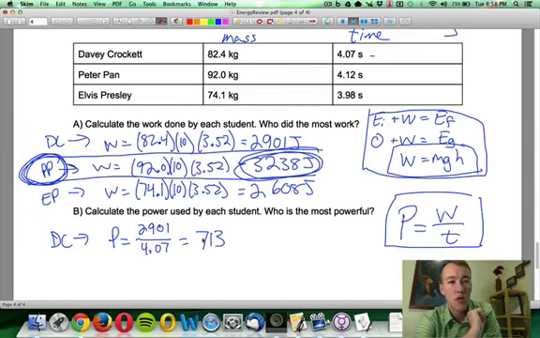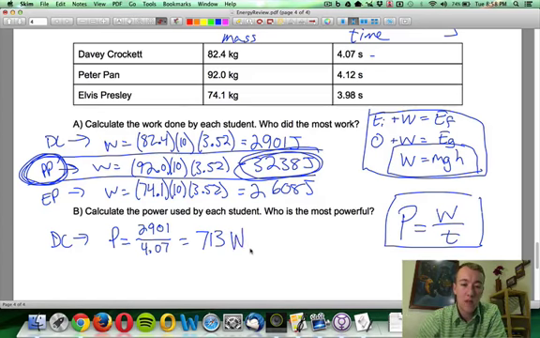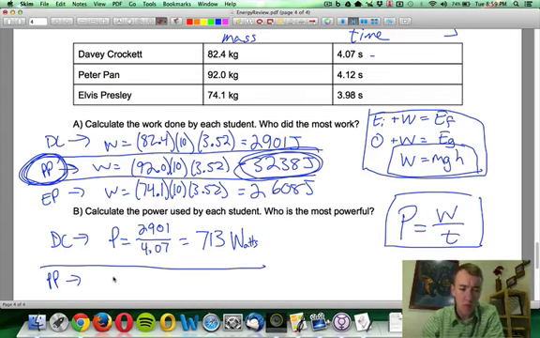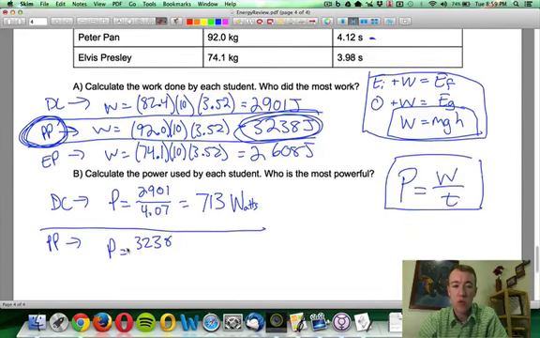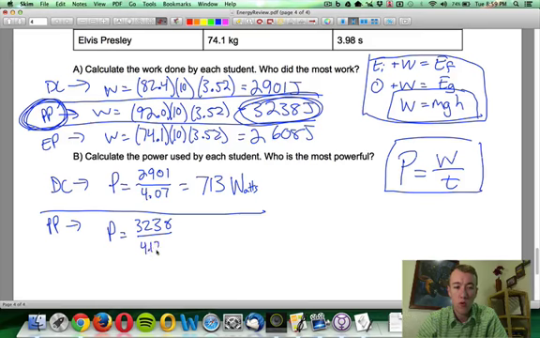Do you remember the unit for power? Think about that. Power is measured in watts, which I know is confusing because it looks like a W, which is what we use for work, but the units for power are watts. Let's check out Peter Pan. Peter Pan, the power here is going to be his work divided by time. Peter Pan's work was 3,238 joules. Peter Pan's time is 4.12 seconds. And the amount of power that Peter Pan used was 786 watts.